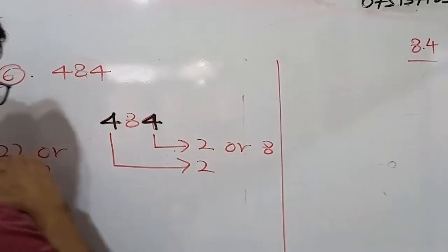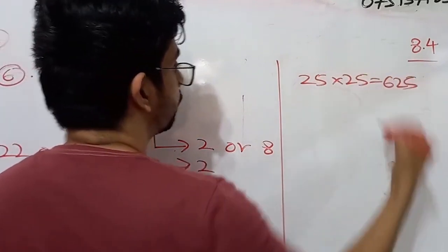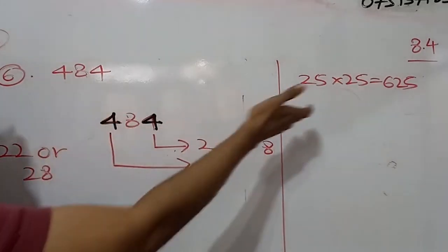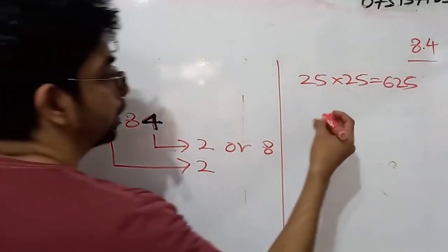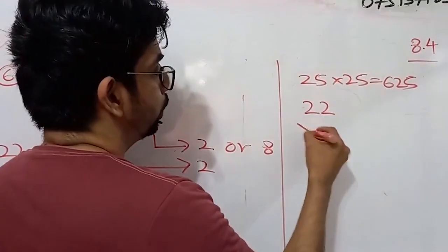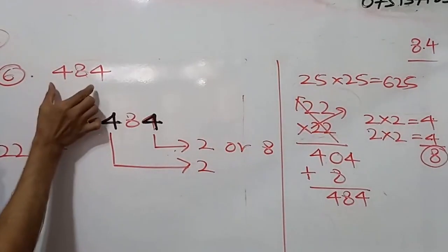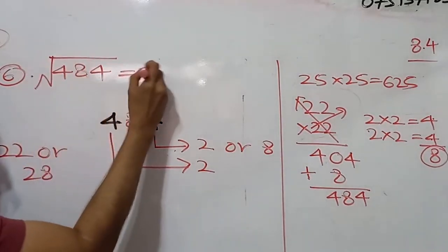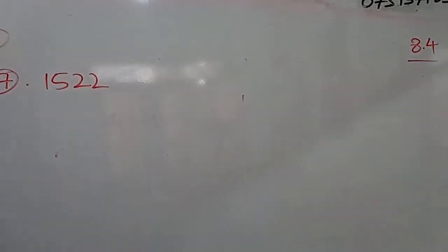So we have to multiply. We know that 25 into 25, this is 625. So the number that we are checking is 484. So definitely 28 squared will be larger than even 625. So the number can be 22. So we will check it, right? So 22 into 22, 484. So that means what? 484. This is a perfect square. And what is the square root? 22. Right.